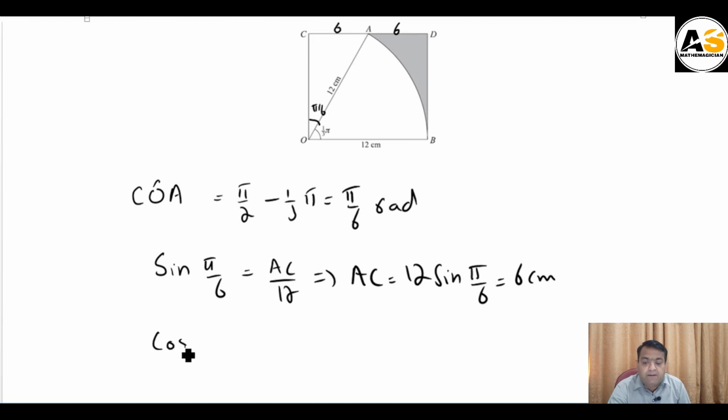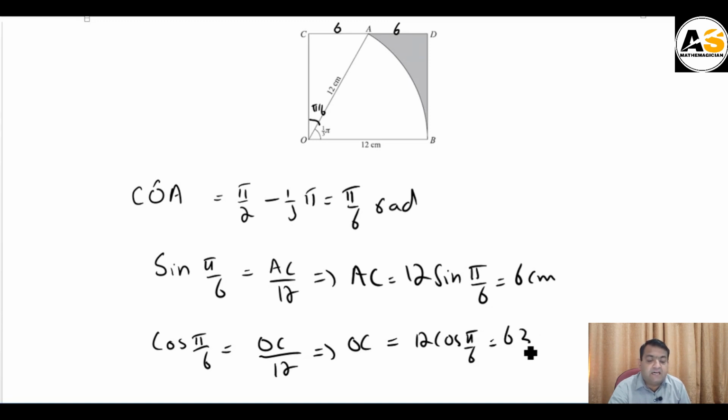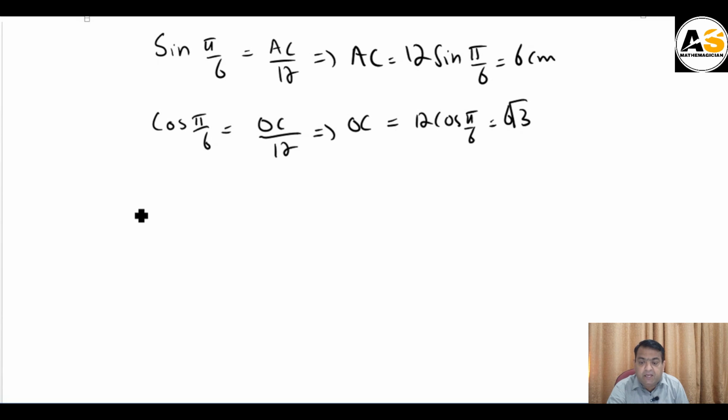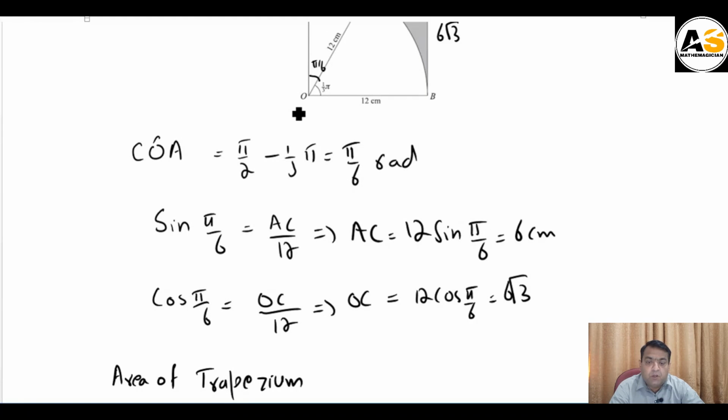Similarly, cos pi by 6 is equal to OC divided by 12. From here I will calculate OC is equal to 12 cos pi by 6, which will give me 6 square root 3. So this OC and this AD is equal to 6 square root 3. Now I will find the area of this trapezium. What will be that? Area of trapezium, which trapezium?